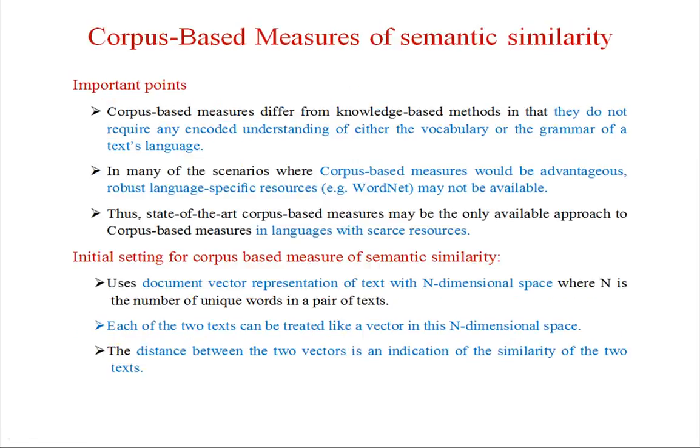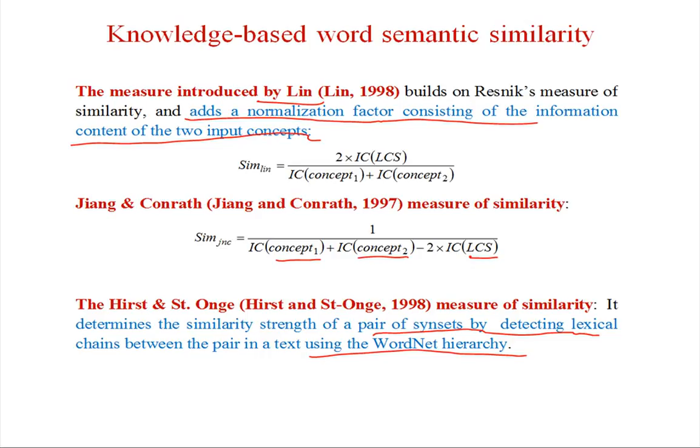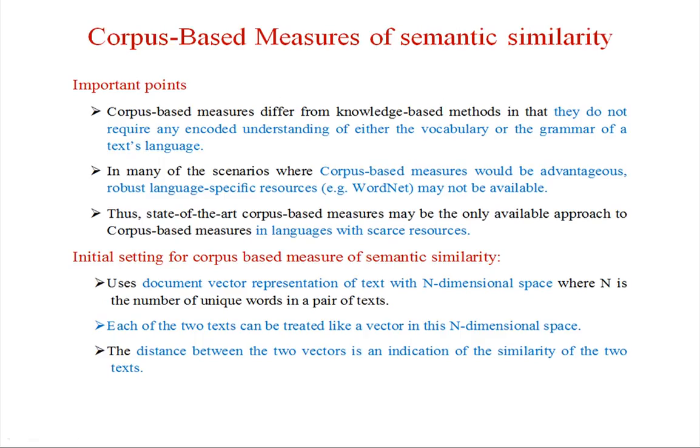Till now we considered only the knowledge-based word semantic similarity, in which we use a knowledge base like WordNet, a human-annotated knowledge base, to identify the relation between words in the given text, and based on that relation we identify the similarity among the words or between words of two documents. Now suppose we don't have such an annotated corpus or annotated system, then how can we identify the semantic similarity?